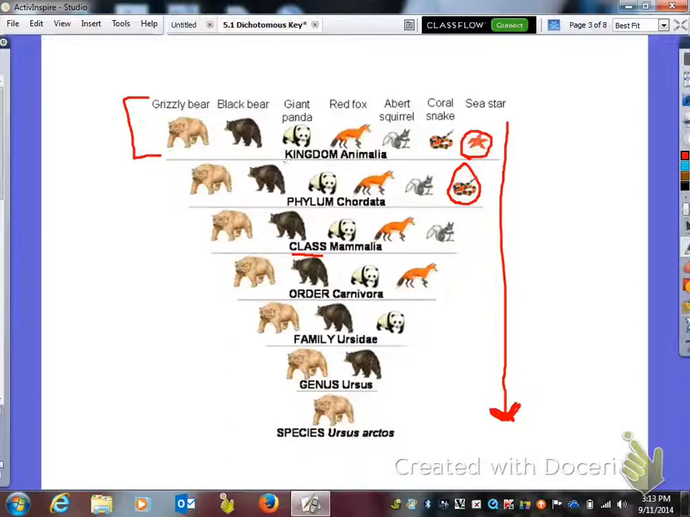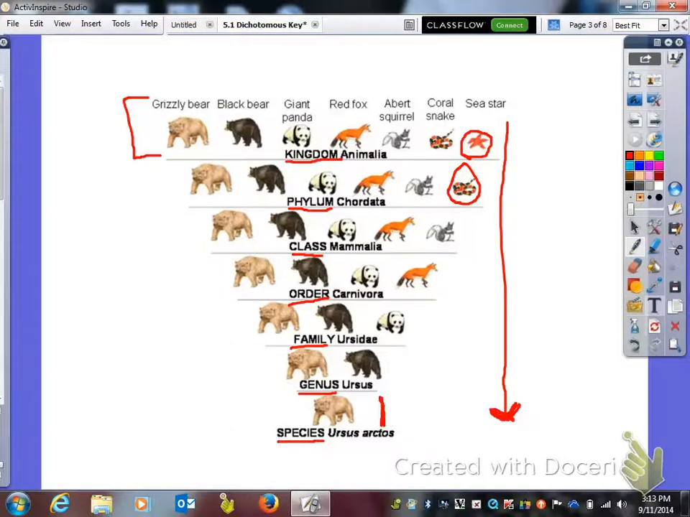Now I want you to underline kingdom, phylum, class, order, family, genus, and species. Notice that once you get to the bottom, there is only one in the species. When you talk about any particular organism, they are their own species.